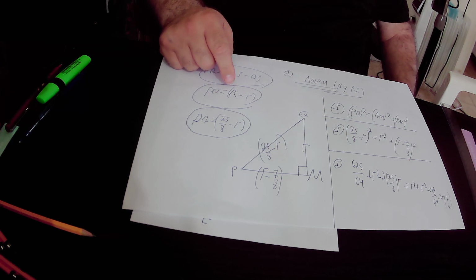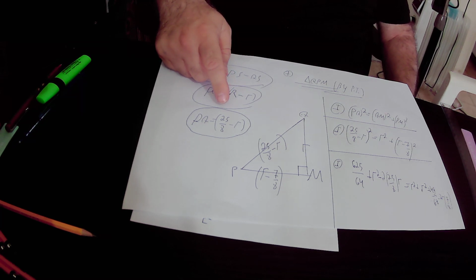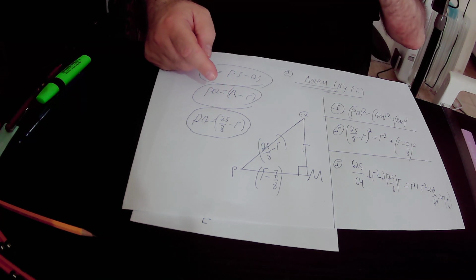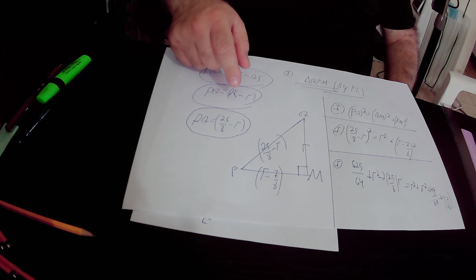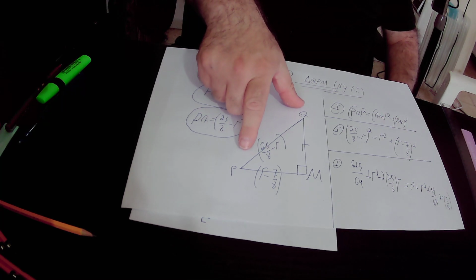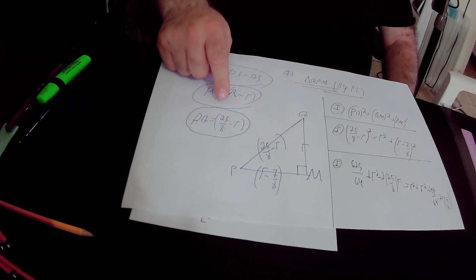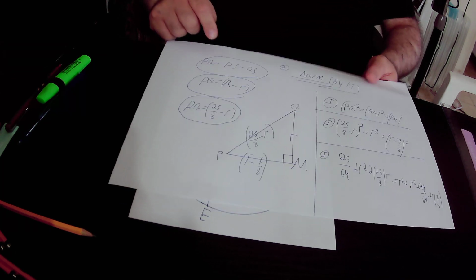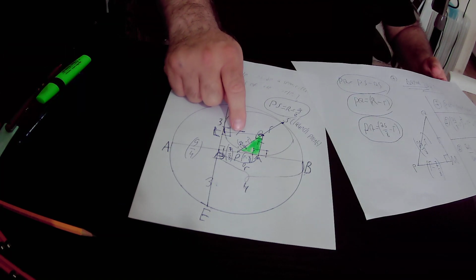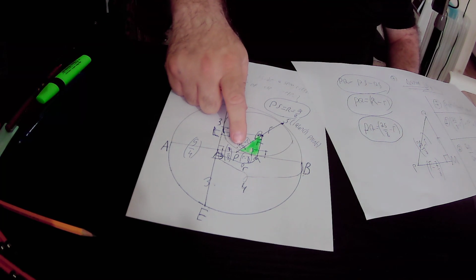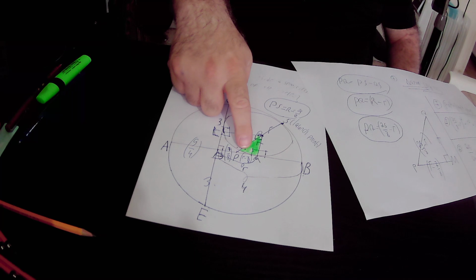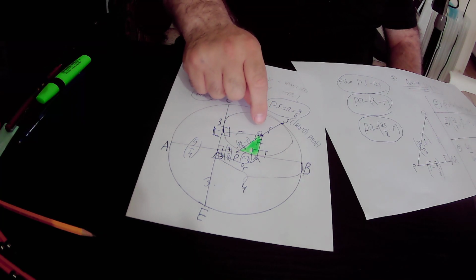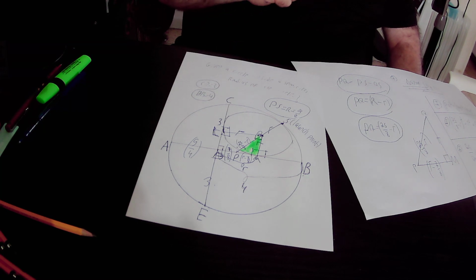Capital R, the radius of the big circle, equals 25 over 8. So we substitute capital R by 25 over 8. So in conclusion, PQ, that is the hypotenuse of this right triangle, is equal to 25 over 8 minus r. Here PQ equals 25 over 8 minus r. We have already found out that PM equals small r minus 7/8, and QM equals r. This is the radius of the small circle.